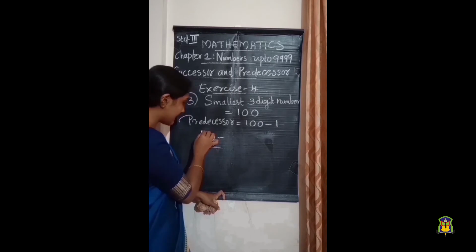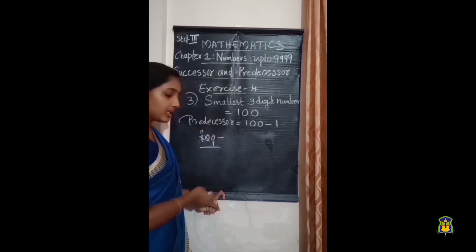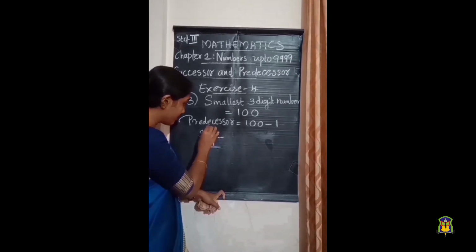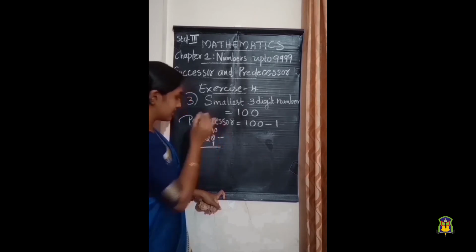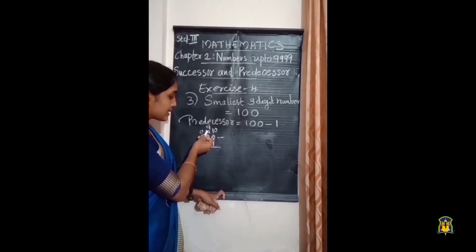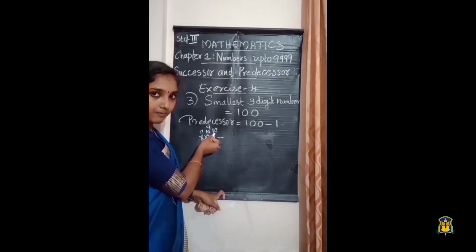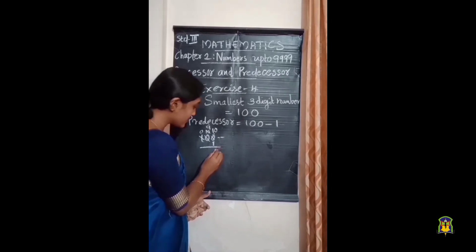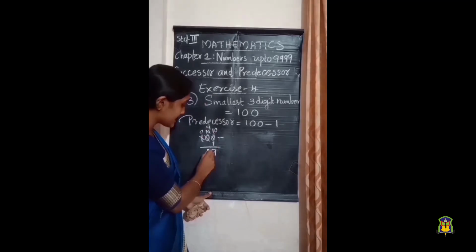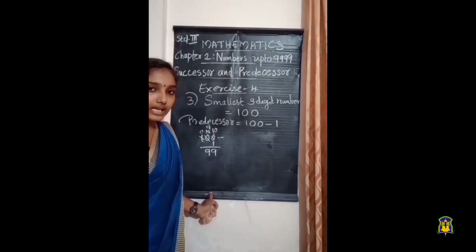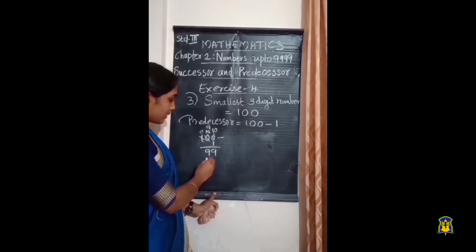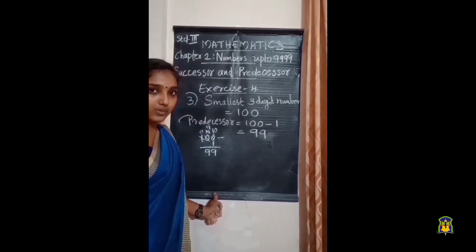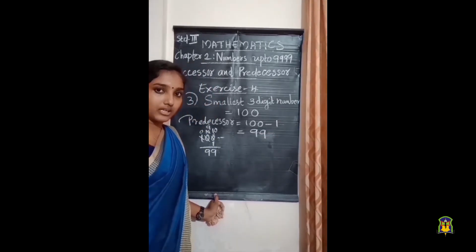So after borrowing, what we will get? Here in hundreds place it will become 0. In tens place it becomes 9 and in ones place we got 10 after borrowing. So 10 minus 1, what will be the answer? It's 9 and in tens place it's again 9. So the answer is 100 minus 1, we got 99.